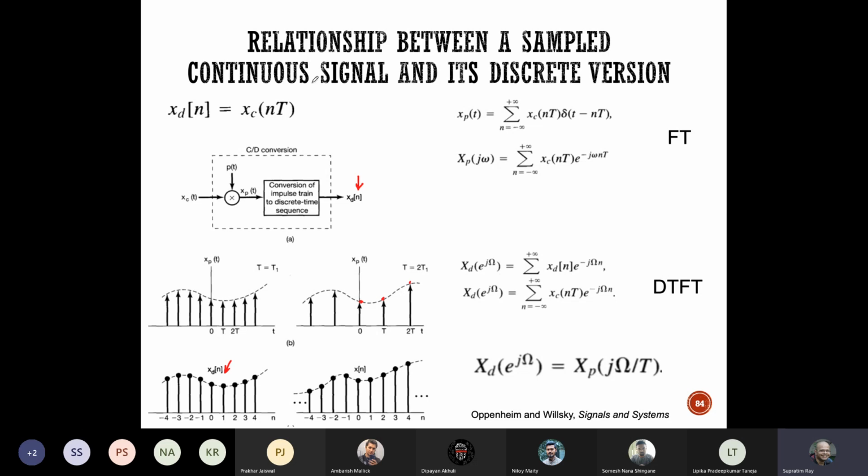So remember, I will take the Fourier transform of this signal. Here, because this is a discrete signal, I'll take the discrete time Fourier transform, DTFT. And the question is, is there a relationship between the Fourier transform of the continuous sampled signal and the discrete time Fourier transform of the samples? So what do you guys think? Should there be any relationship? There ought to be some relationship, right?